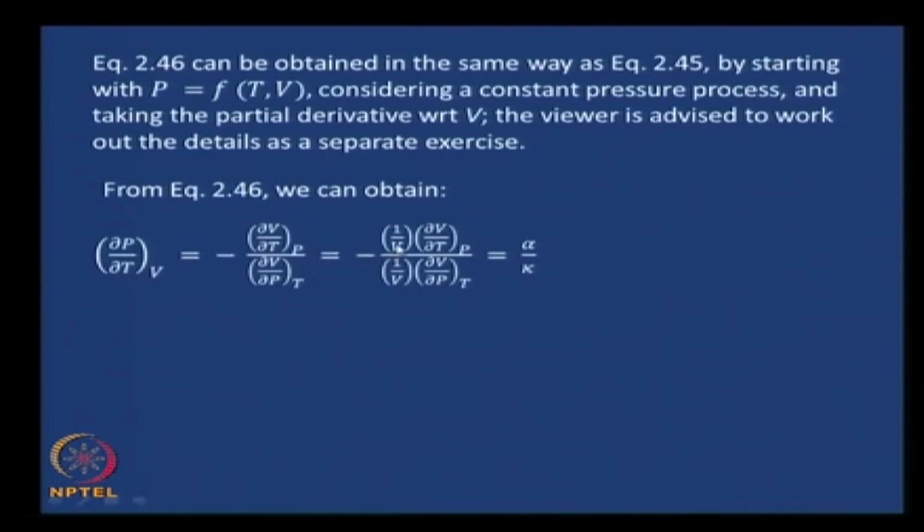This, if you divide above and below by V, you have minus (1/V)(∂V/∂T) at constant P divided by (1/V)(∂V/∂P) at constant T. You can recognize by now that this is nothing but the definition of the expansivity alpha, and this is nothing but the isothermal compressibility kappa, (∂V/∂P) at constant T, the variation of volume with pressure when the temperature remains constant, that is kappa.